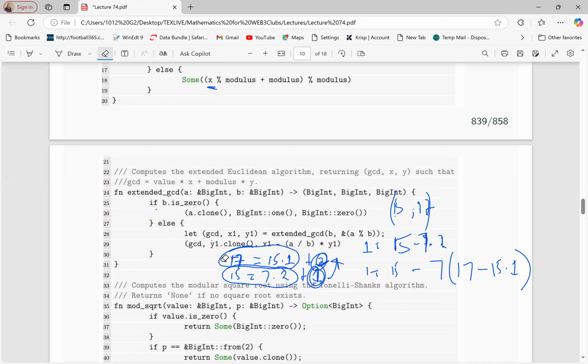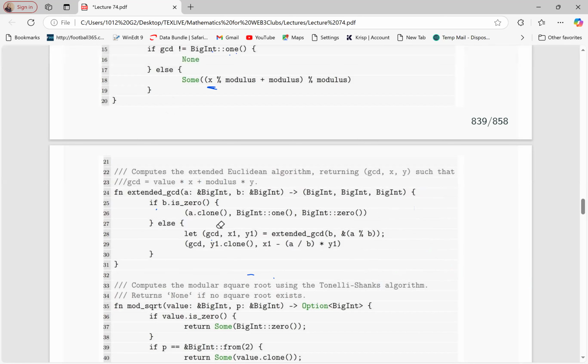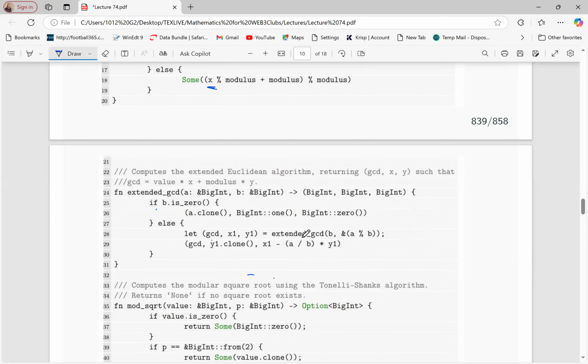So that's what this code is doing. This part of the code, this function here, is doing the extended Euclidean algorithm to find the GCD in the form of the two numbers, so that from those two numbers, it's able to read the value that is the inverse of A.